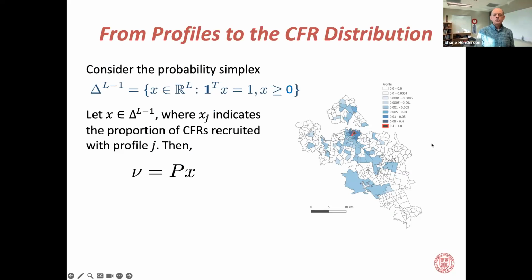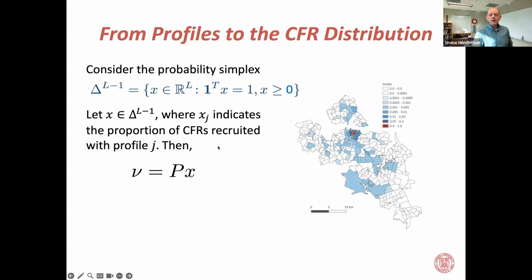So now we say, what are the decisions that we're making? It's how much effort we put into recruiting people who live in the different regions. So this X vector is going to be my decision vector. It's what fraction of my effort I devote to recruiting people from each of these area units here in Auckland. There's 287 of them. And so I have to lie in the probability simplex for that.